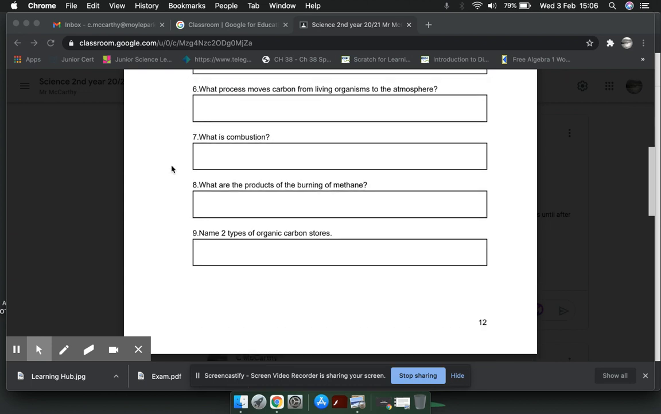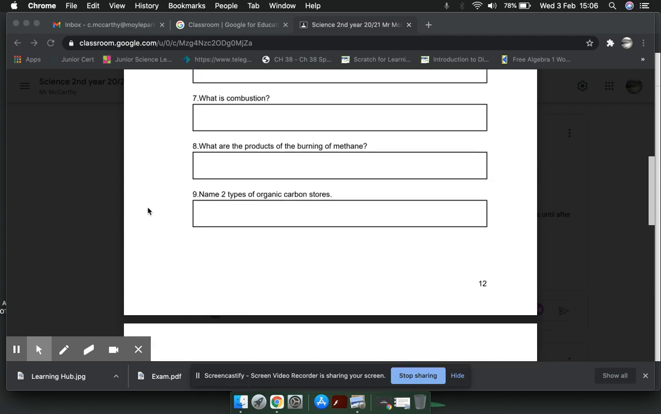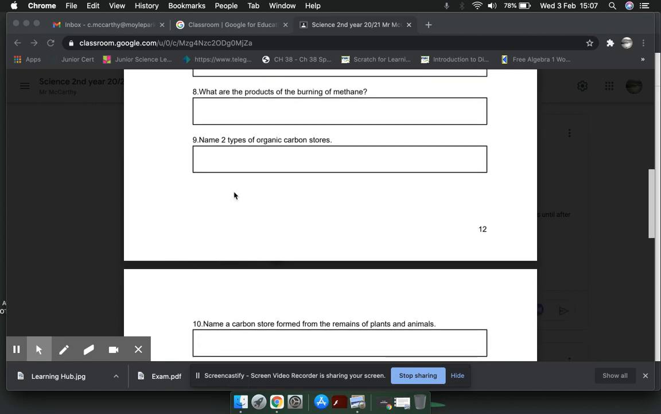Right, 6, what process moves carbon from living things to the atmosphere? And again, process, you're talking about respiration. What is combustion? Combustion is the burning of fossil fuels, okay? So you have to mention there the burning, and then you could say of organic material, or you could say fossil fuels. What are the products of the burning of methane? Okay, so whenever combustion happens, it produces carbon dioxide and water. So the answers are carbon dioxide and water.